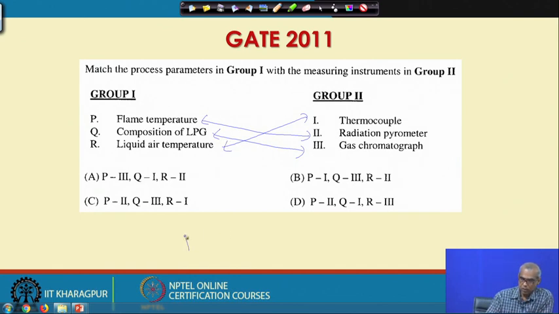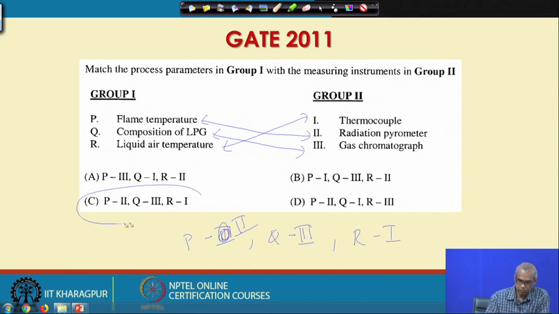So, P3, Q2, R1. C is the correct answer.